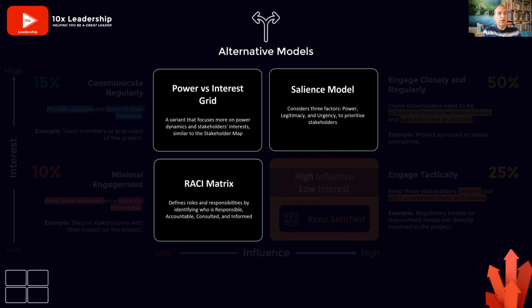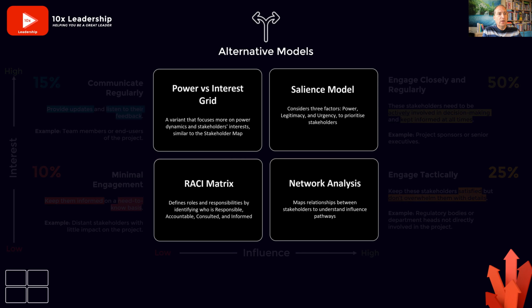And then the last one is about network analysis, so mapping relationships between stakeholders to understand influence pathways. So again, if you're interested in that, go and have a look at it. It's not covered in this particular video. I particularly wanted to cover this 4-box grid. So those are the alternative models. There might be others out there as well. Go and have a look.